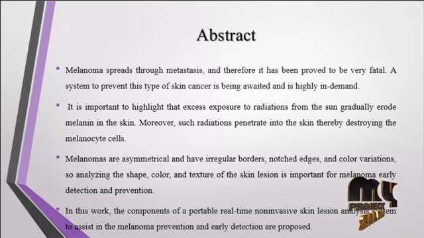Melanomas are asymmetrical and have irregular borders, notched edges and color variations. So analyzing the shape, color and texture of the skin lesions is important for early melanoma detection. In this process, we use skin texture analysis to distinguish normal skin from abnormal skin. A portable, real-time, non-invasive skin lesion detection system for early detection is proposed. Hence the process is more efficient and reliable at extracting the texture patterns.